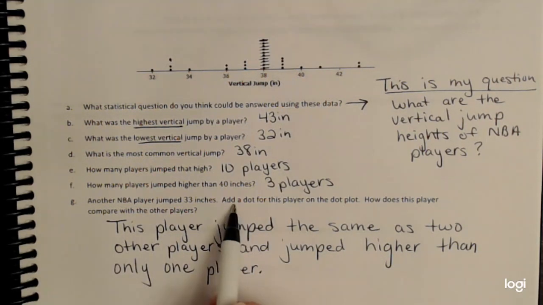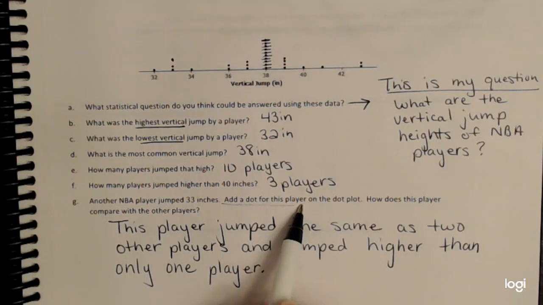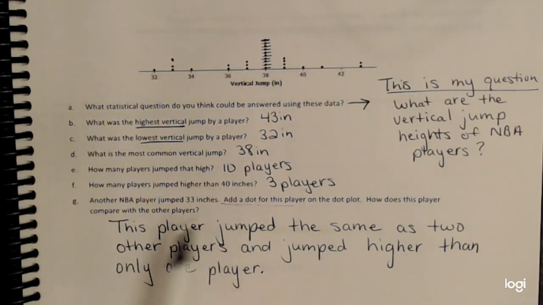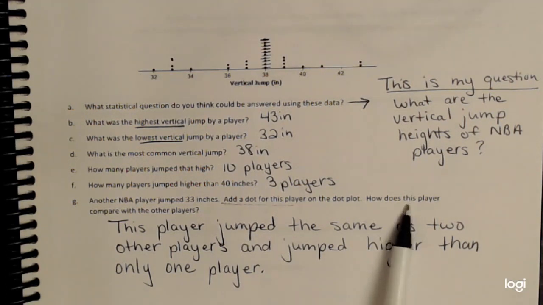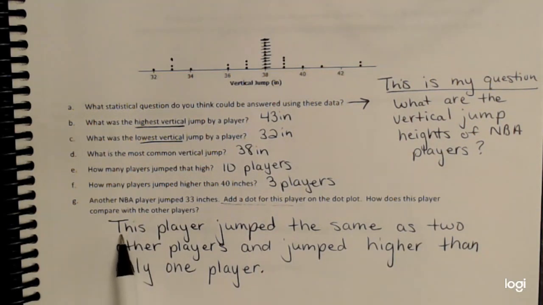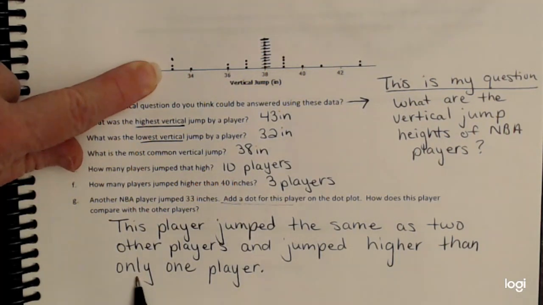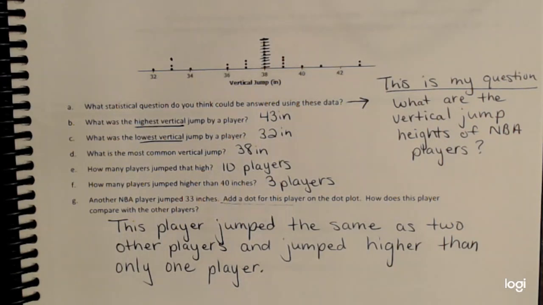Make sure that you added your dot for the player that jumped 33. And then you had to make a statement saying, how does this player compare? And I just said this player jumped the same as 2 other players, as you can see, and jumped higher than only 1 player. Okay, so you can obviously pause this.